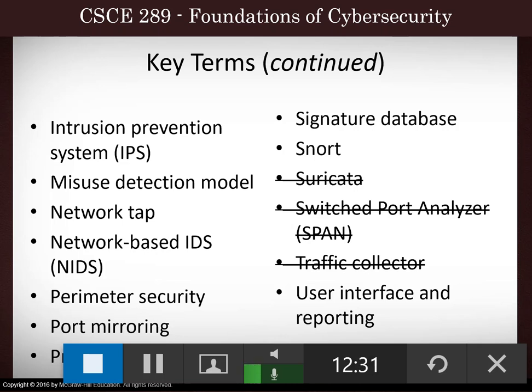Next one we need to talk about is user interface and reporting. It interfaces with the human element, providing alerts when appropriate and giving the user a means to interact with and operate the IDS. So it's your UI, your user interface.